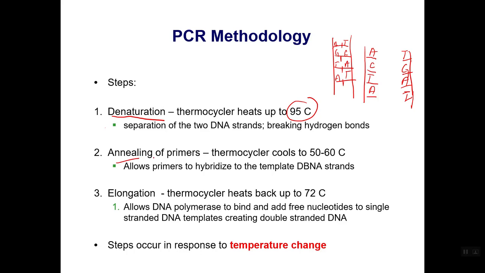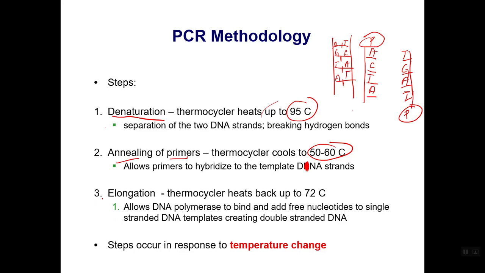The second step is annealing of primers. In order to do that, we'll program our PCR to cool down to about 50 to 60 degrees Celsius. Once that occurs, our primers will be added onto our DNA. I'm going to write them as P's, for primer. They will hybridize to the template strands of the DNA. That lower temperature allows the primers to anneal to the template strands.